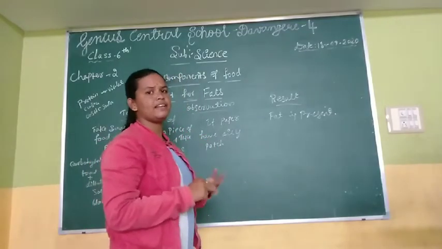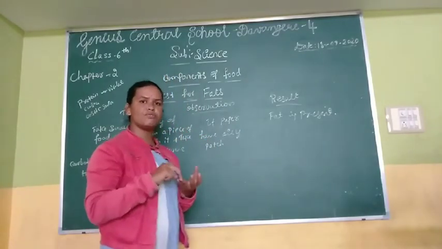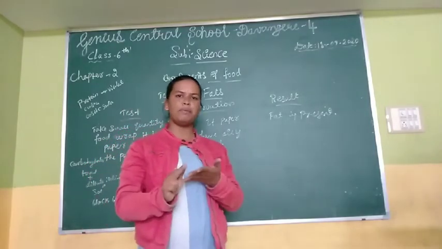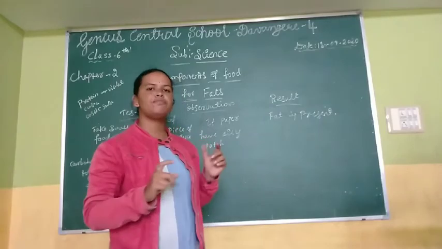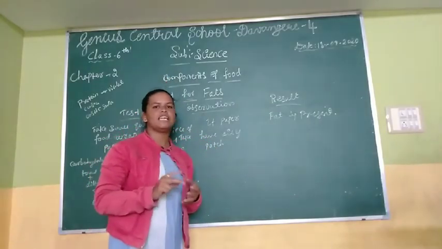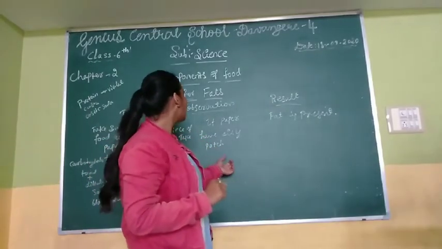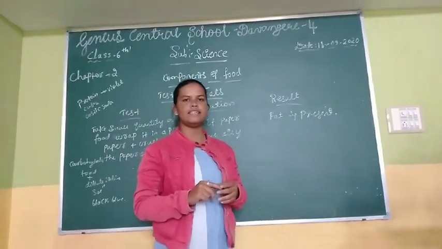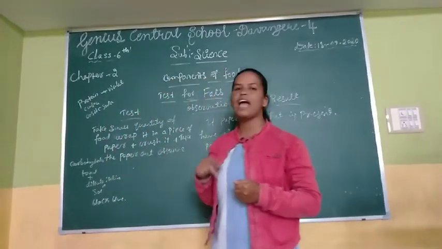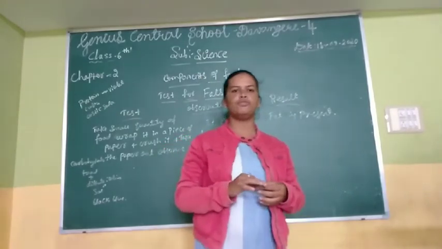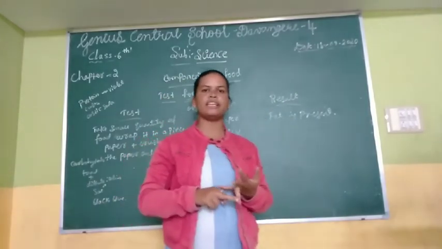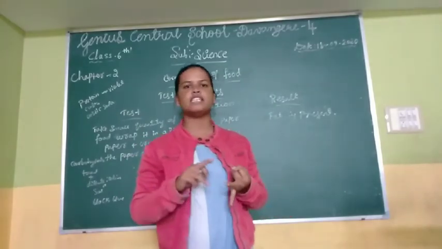Last one is fat. You have to take a small quantity of foodstuff in a paper, wrap it, crush it, and afterwards observe it near the sunlight. If an oily patch is present, the given foodstuff contains what? Fat. Understand? This is how we have to test the foodstuffs. There are 3 tests: carbohydrate test, protein test and fat test.